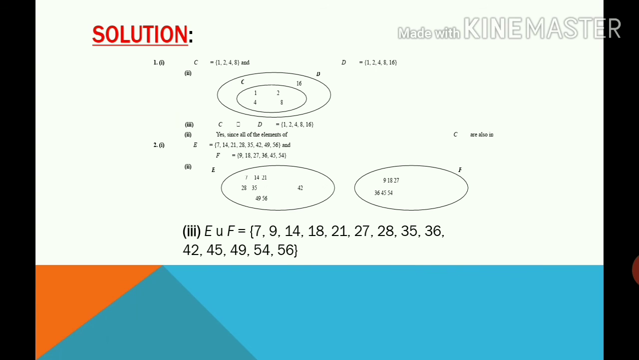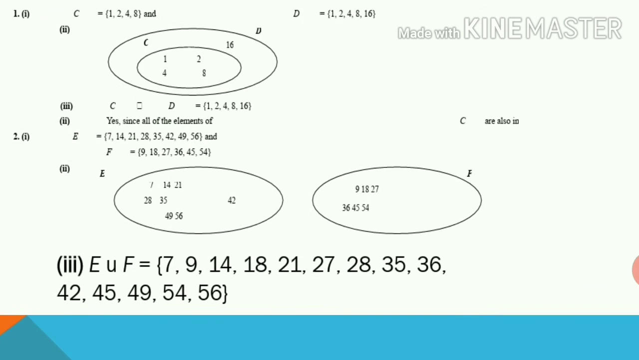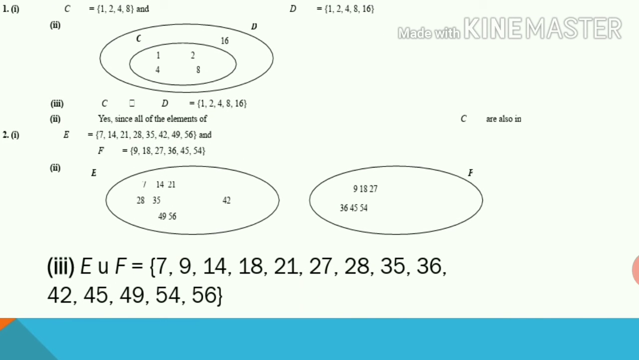So now let's see the solution. In part 1, go on the table of 7. In E you write down the table of 7. Multiples of 7 mean that you will go on the table of 7. So 7 ones are 7, 7 twos are 14, 7 threes are 21, 7 fours are 28, 7 fives are 35, 7 sixes are 42, 7 sevens are 49, 7 eights are 56, 7 nines are 63. You will not write 63 because the range given was less than 63. You have to write all the multiples which are less than 63. So you will not write 63.